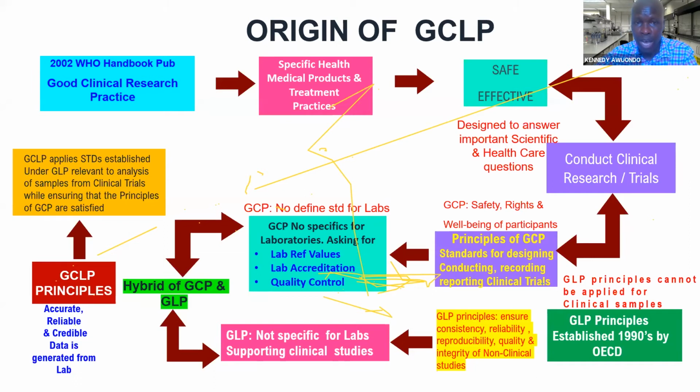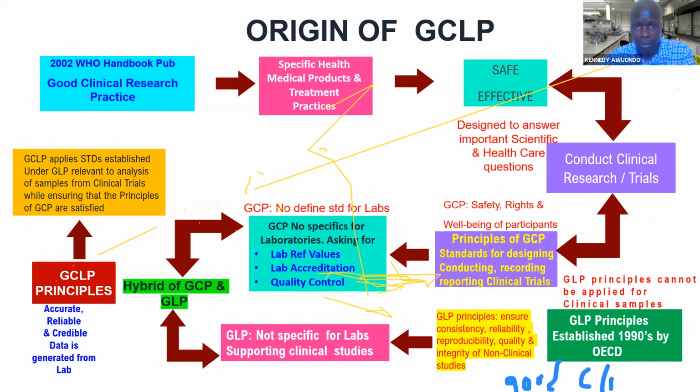And so we had the GCP, but with no specifics for laboratories. The GCP is there, the good clinical practices, but they are not specific for the laboratories. The closest they have come to the laboratory is to ask for lab reference values. Anytime you see somebody coming for GCP in your laboratory, the only thing they ask you for is laboratory reference values. They also ask you for laboratory accreditation, and they also ask if you've got a quality control system.